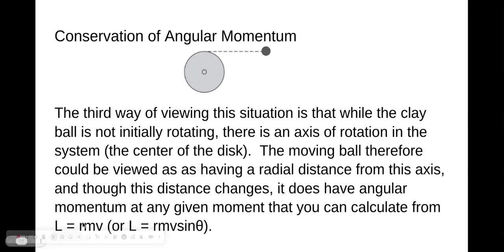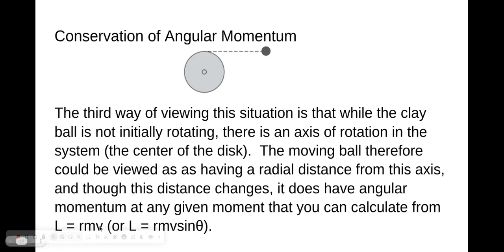And so what's changing is the disk has the same R as it spins around, but the ball's R is constantly changing until it sticks, and then it becomes a constant too. But as this changes and mass stays the same, this has to compensate. And so what actually happens is the angle is changing.